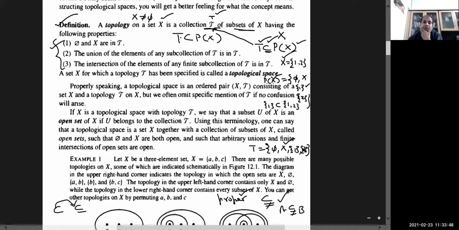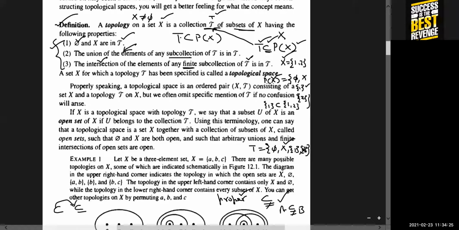For T to be a topology, for this collection to be a topology, the requirement is that the empty set and the full space must be present in T, and the union of elements of any subcollection of T is in T. I mean, an arbitrary union of the members of T should be again in T. And the intersection of the elements of any finite subcollection. Look here, with intersection we are restricting it to finite. So a finite intersection of the members of T should be again in T.